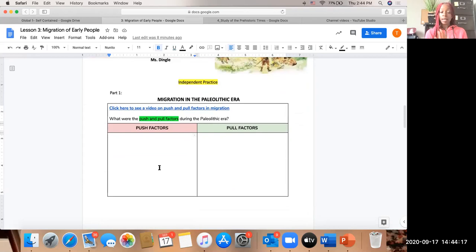You're going to give me at least 2 or 3 bullet points of push factors and pull factors during the Paleolithic era. Remember, the Paleolithic era was the time of the early humans, Homo sapiens, and the hunter-gatherer or nomadic lifestyle. So understanding that, you're going to tell me what are 2 push factors during that time, and what were 2 pull factors during the Paleolithic era, okay?